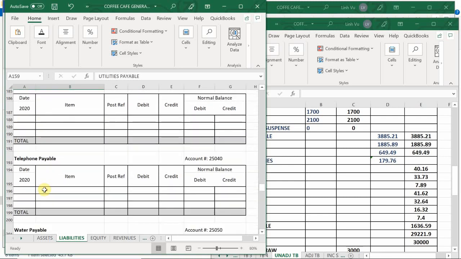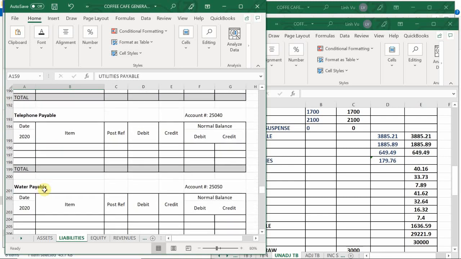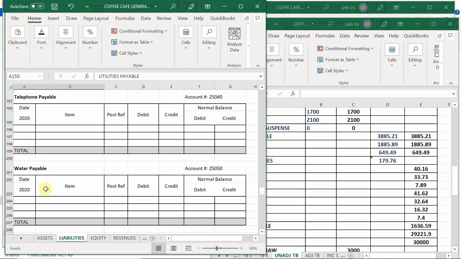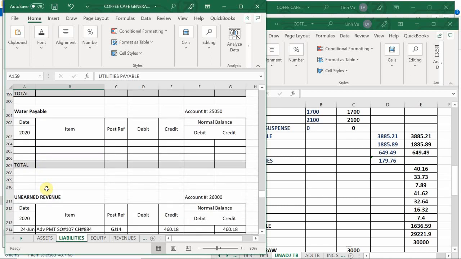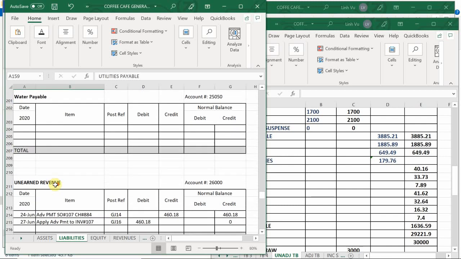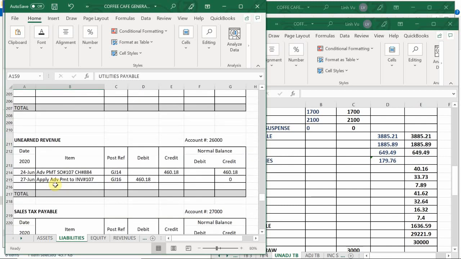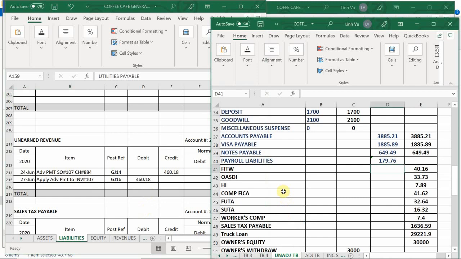Not yet, I think so. No, nothing there, right? We haven't yet incurred telephone or electricity. We haven't received a bill yet. Okay. What about unearned revenue? Yeah, we do. We do, but what's the account balance?